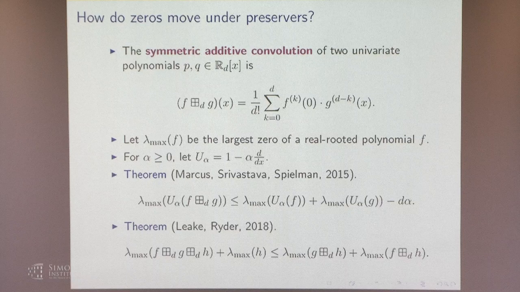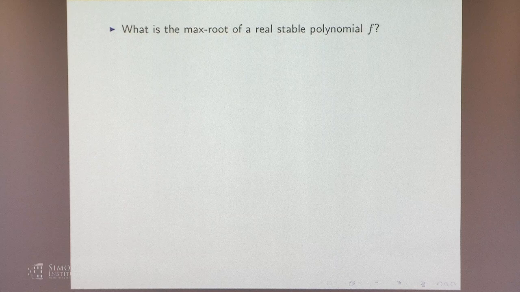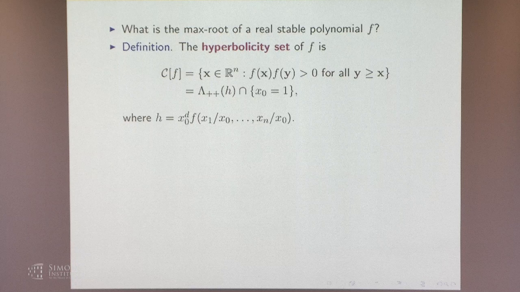But if we're interested in real stable polynomials, we don't have a max root, but what do we have? Well, we have the hyperbolicity cones, or let's call them. In the literature, this set has been called the above-the-roots set, and I think the above root set is a good name. But let's call it the hyperbolicity set.